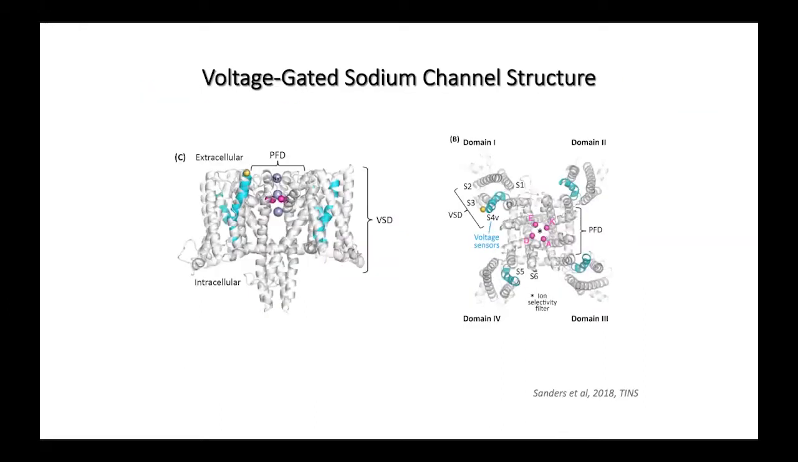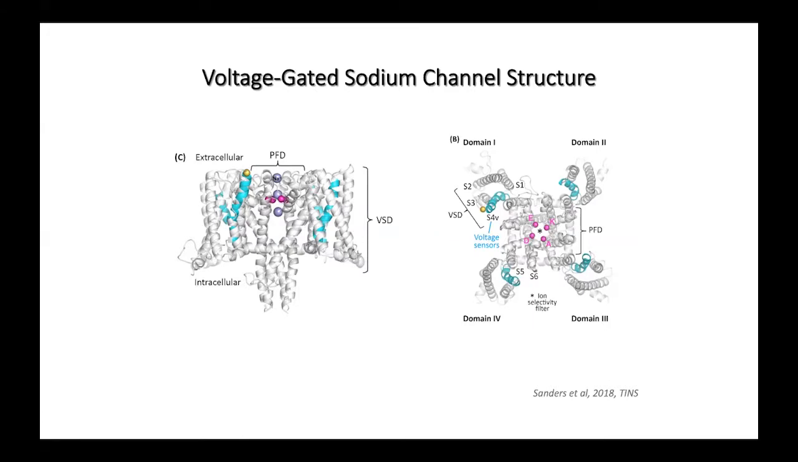So in the structure of the channel, we know that there is the voltage sensing domain, and there's the pore forming domain. And if you turn that on its head and look down the center of the pore from the outside of the channel, there are those 4 selectivity residues that line the channel pore and determine selectivity for sodium and keep out other ions. And K1422 is one of those critical residues.